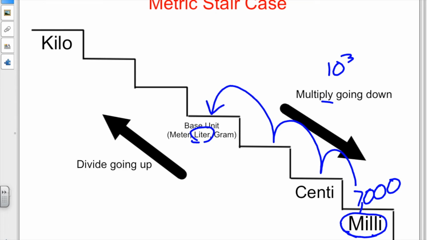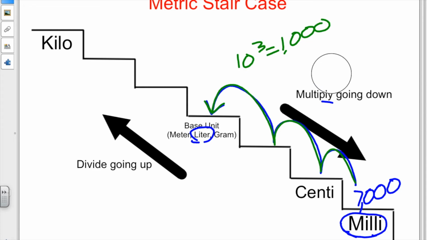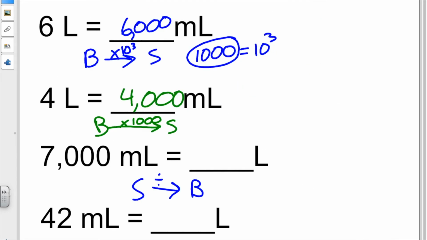Or you can think of it as divide by 10 to the first, divide by 10 to the second, divide by 10 to the third, which 10 to the third equals 1,000. Because remember, it's just a 1 with 3 zeros. So here, 7,000 divided by 1,000 is just 7. Boom. Now this next one might look a little harder because it's only 42 milliliters.